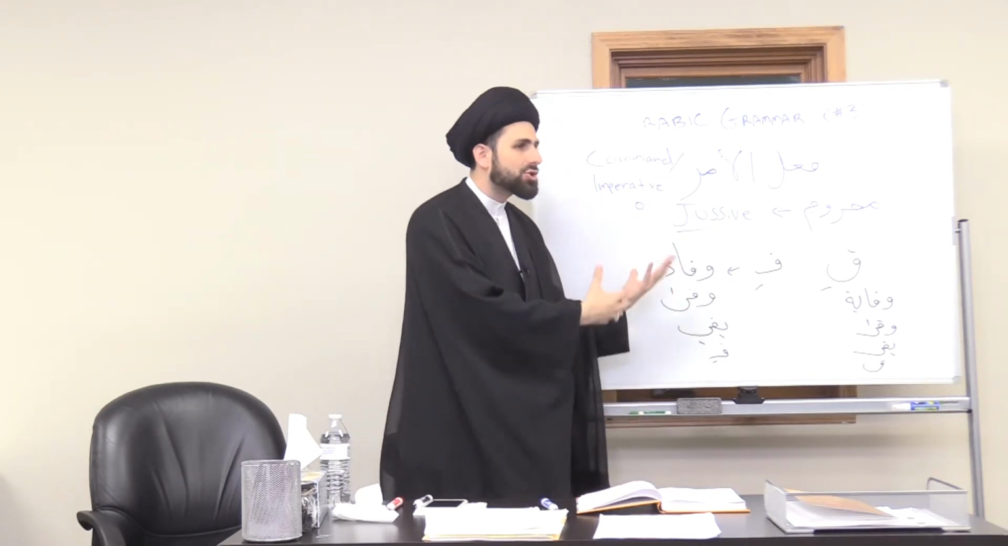course. Fi'l al-mudari' is what type of verb? Present tense verb. It starts with one of these four letters. Alif, ya, ta, noon. It ends with what haraka? With a dhamma. That's all you need to know. Don't confuse yourself with any extra things we've mentioned in order to explain this further.